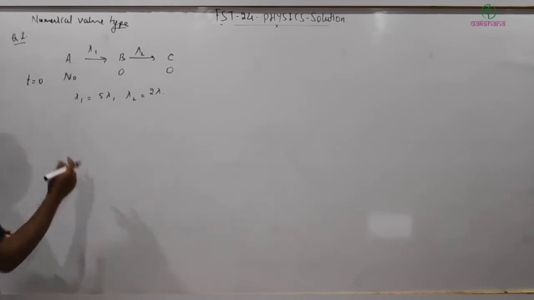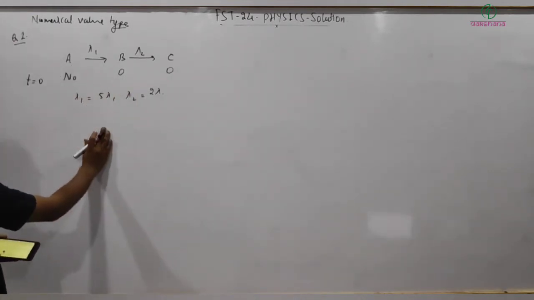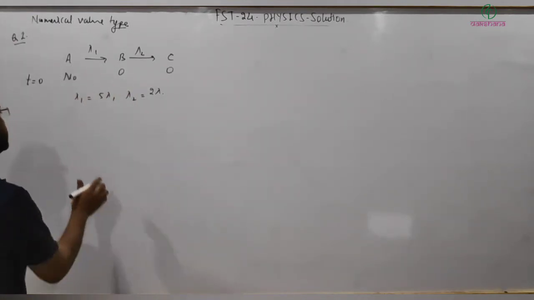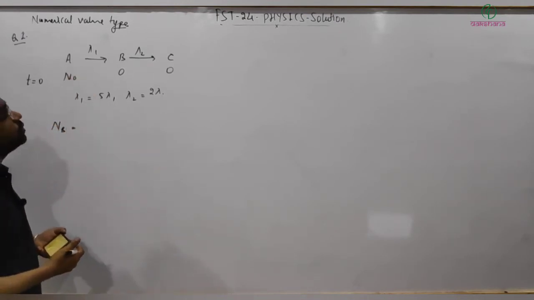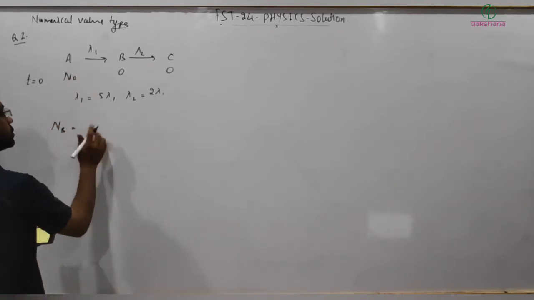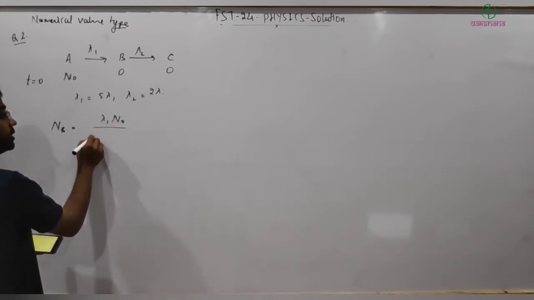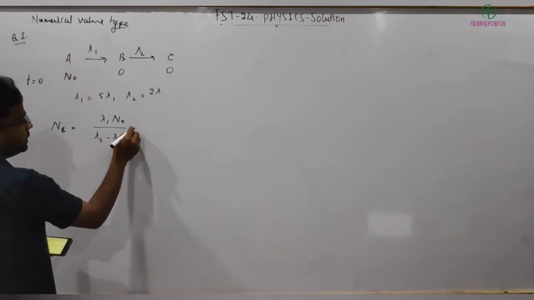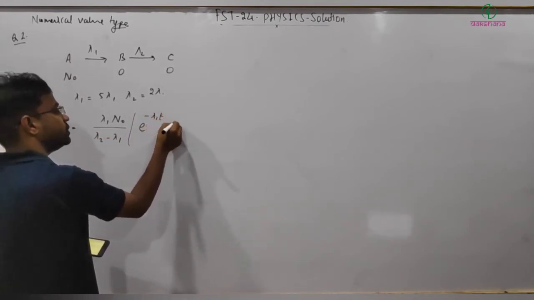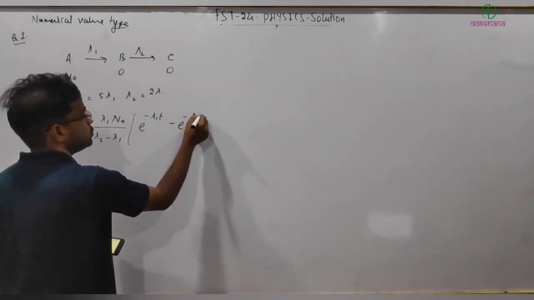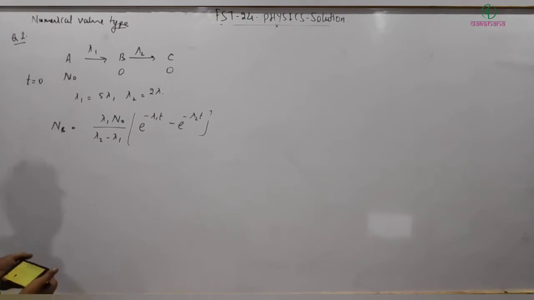So the number of nuclei of B at any time t, we can get the expression. This is a standard formula, we can use it directly, otherwise it will be a lengthy process, you need to go for integration and derive it. So I'm using it, it comes out to be λ1 N₀ divided by (λ2 minus λ1) multiplied by (e^(−λ1 t) minus e^(−λ2 t)). So this is the number of nuclei of B at time t.